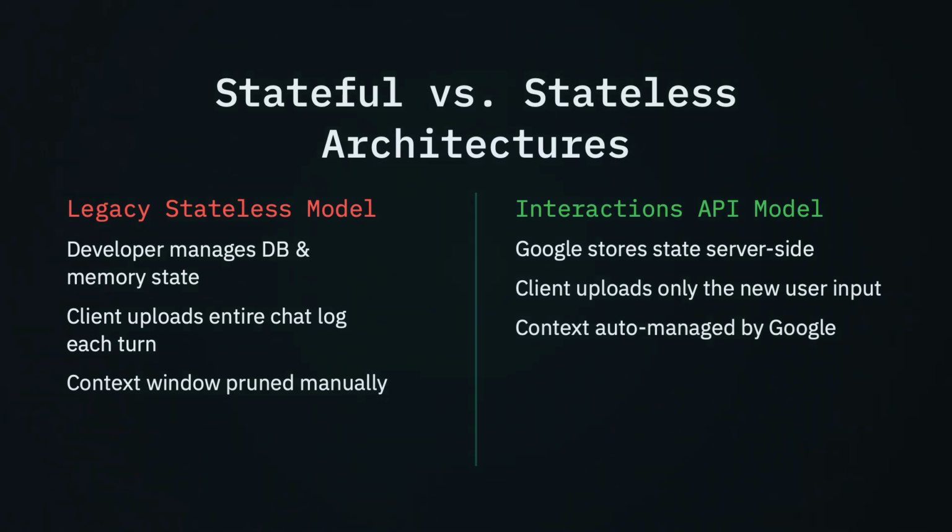In the old stateless model, the developer has to capture every conversation turn, write it to Postgres, and feed the entire chat log back to the model on the next request. With the Interactions API, you pass store equals true, and Google manages the conversation window and history state server-side. Continuing a thread is as simple as passing a previous interaction ID.